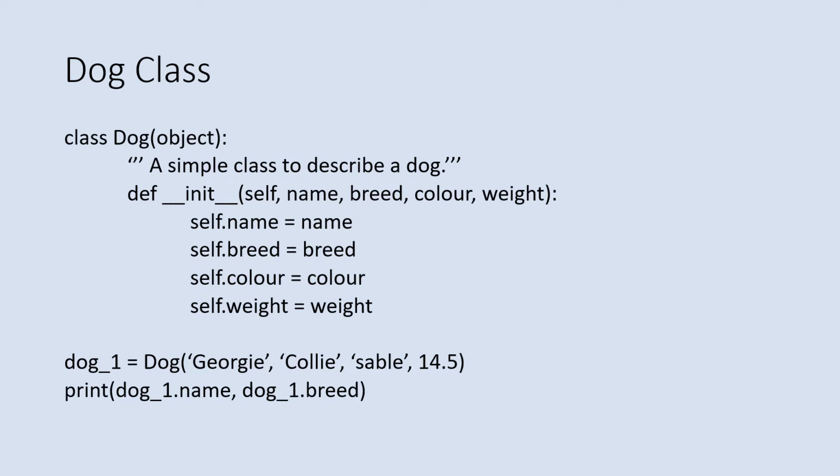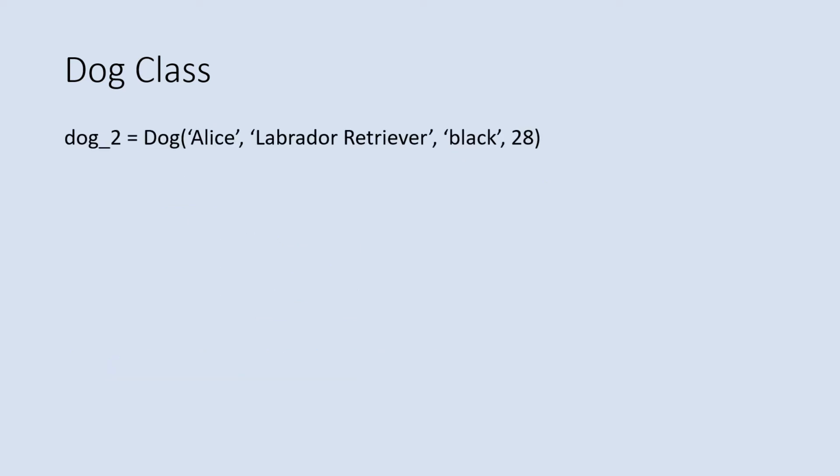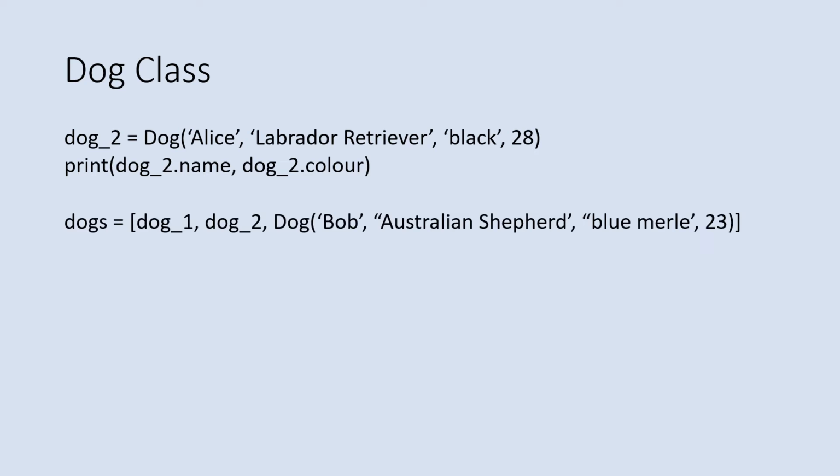If we then print dog1's name, we would see Georgie. If we print its breed, we would see collie. Those are assigned according to their position in the constructor. We could create another dog, a different dog with a different name, a different breed, and so on. If we print the corresponding attributes, then we will see those appropriate values.